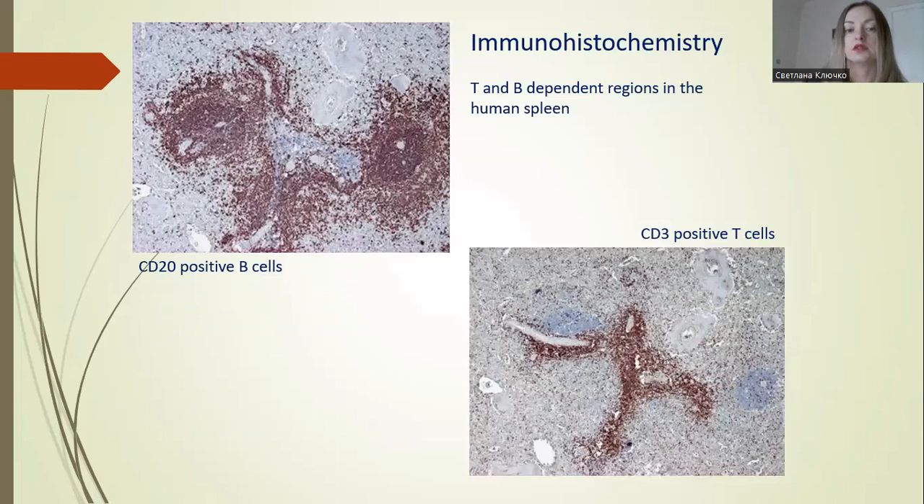And this slide demonstrates immunohistochemistry recognition of T and B dependent regions in human spleen. On the right side, you can see CD20 positive B cells, activated B cells, and you can see that the B dependent region is the white pulp, the lymphoid nodule. This one. And CD3 positive T cells localized in the periarterial lymphoid sheath in spleen, this one.